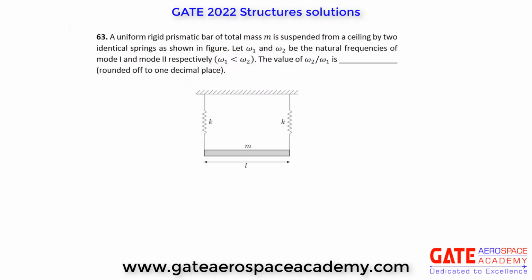Question number 63. A uniform rigid prismatic bar of total mass m is suspended from a ceiling by two identical springs as shown in the figure. Let ω1 and ω2 be the natural frequency of mode 1 and mode 2 respectively, where ω1 is less than ω2. The value of ω2 by ω1 is.